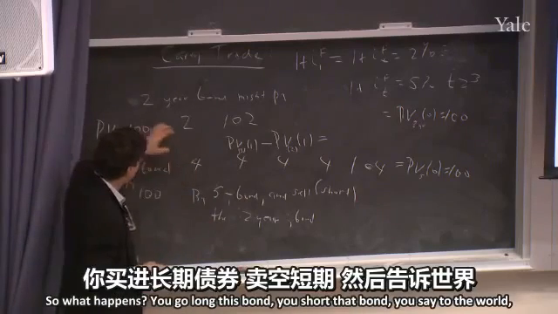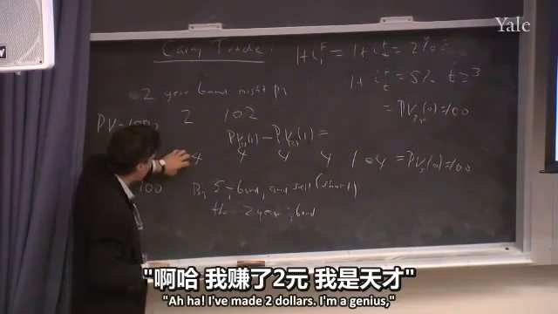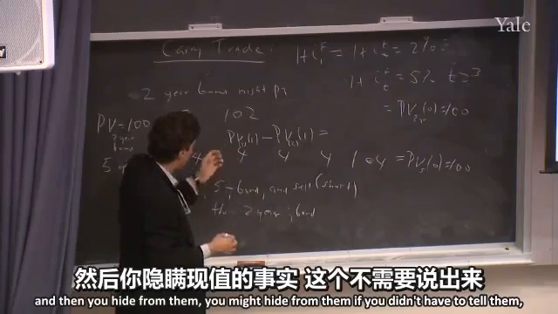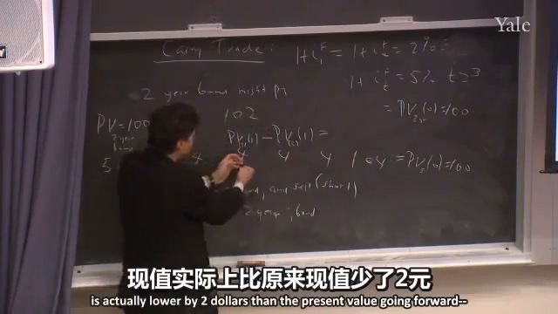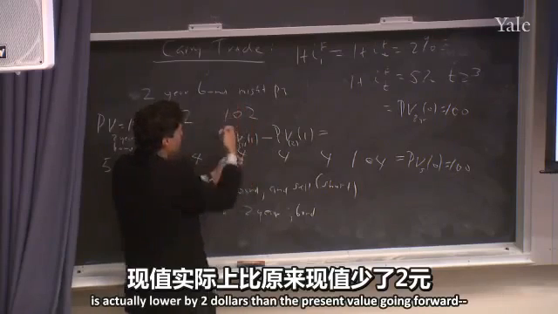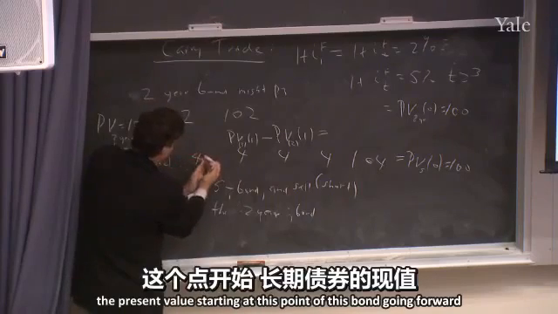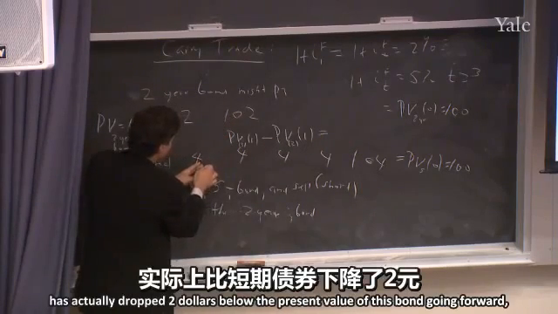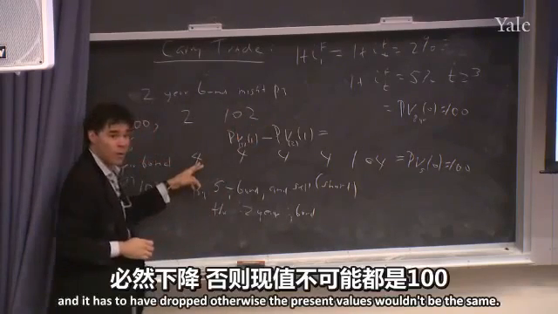So what happened? You go long this bond, you short that bond, you say to the world, aha, I've made $2, I'm a genius. And then you might hide from them, if you didn't have to tell them, that the present value of the bond you're long going forward is actually lower by $2. Right after this period, the present value starting at this point of this bond going forward has actually dropped $2 below the present value of this bond going forward.